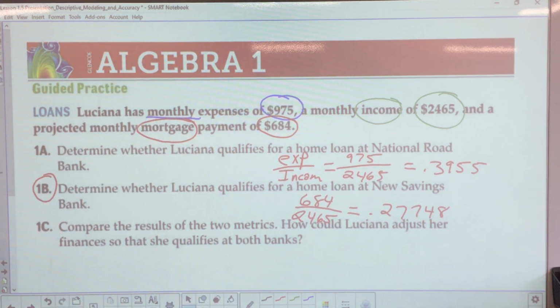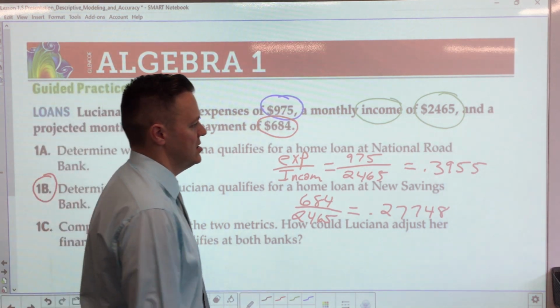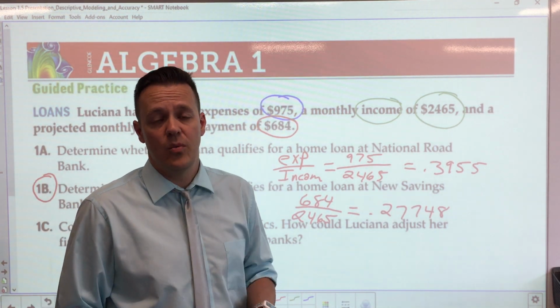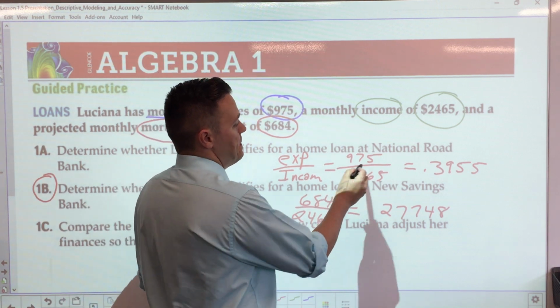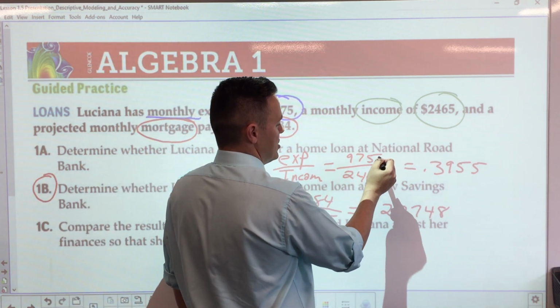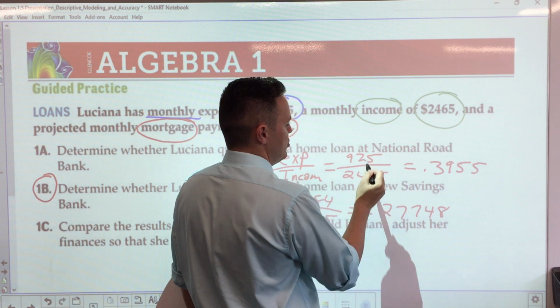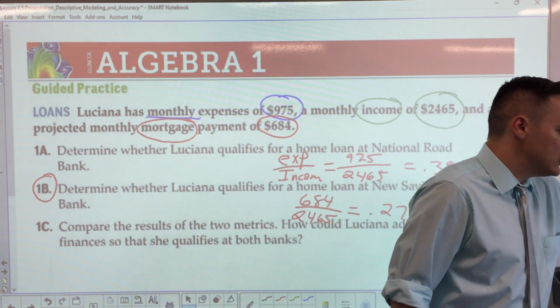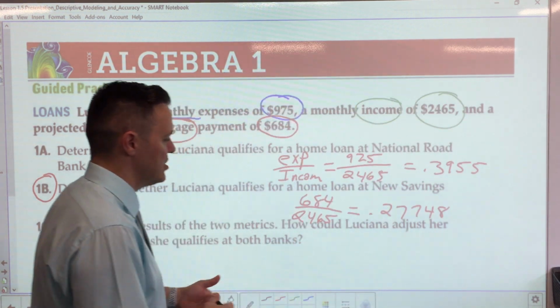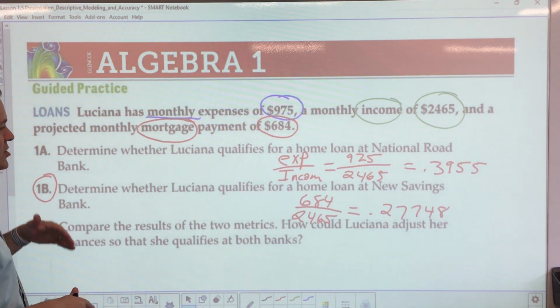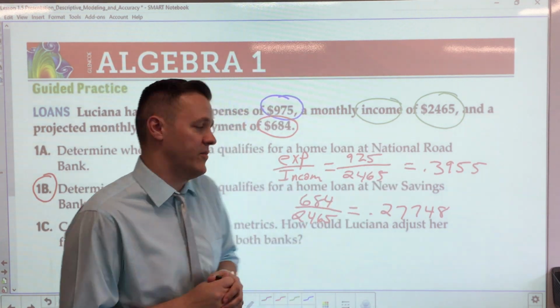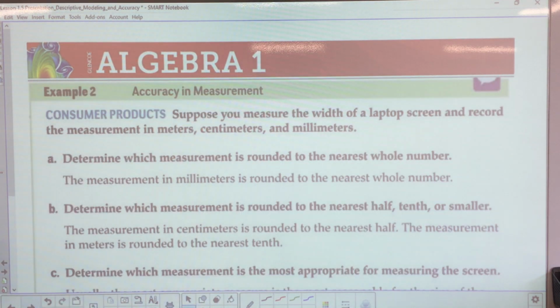Now, compare the results. Could you adjust the finances? You could adjust the finances on here, but how would you do that? Either one of two ways. The first way would be to reduce her expenses, so this number would have to go down, maybe to 925, or increase your income. A lot of people actually have to deal with this on a regular basis, especially when you're trying to go for a loan. This is real world. You will experience stuff like this, so make sure you understand how to do it.